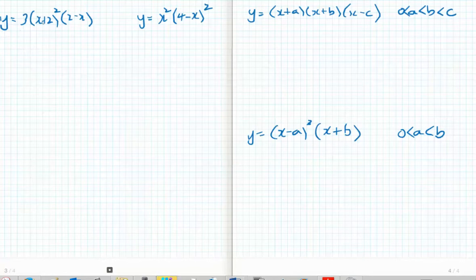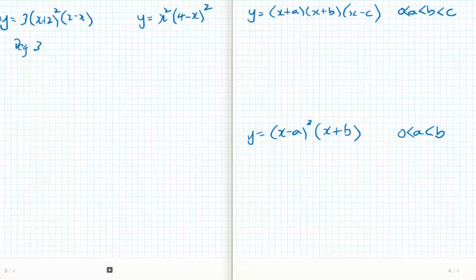Y equals 3(x + 2)²(2 − x). I can see that that x is squared, and that x is to the power of 1, so therefore it's a degree 3. This x will be squared, so therefore positive. This x is negative, so it's a negative degree 3. I know that it will touch at x equals negative 2, and it will cut at x equals positive 2.